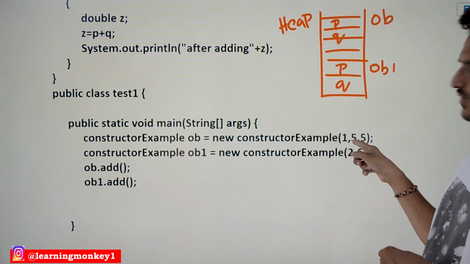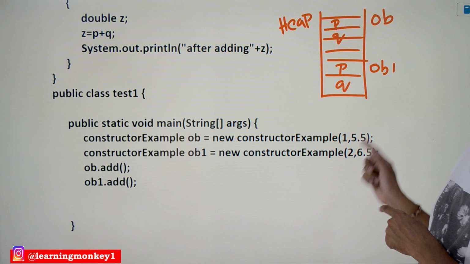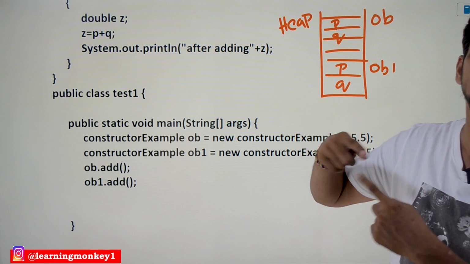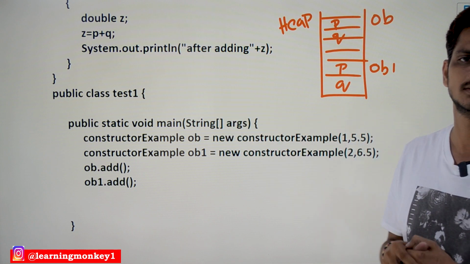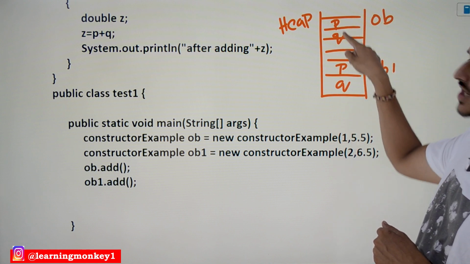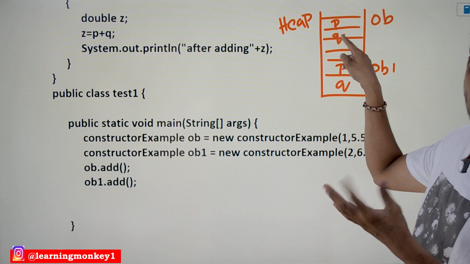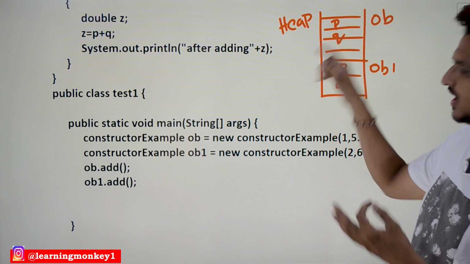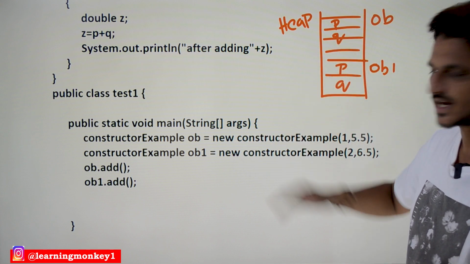For the constructor, we are passing the values 1, 5.5. It means we are initializing the instance variables. For the object OB, after initialization, what is the p value? 1. What is the q value? 5.5.